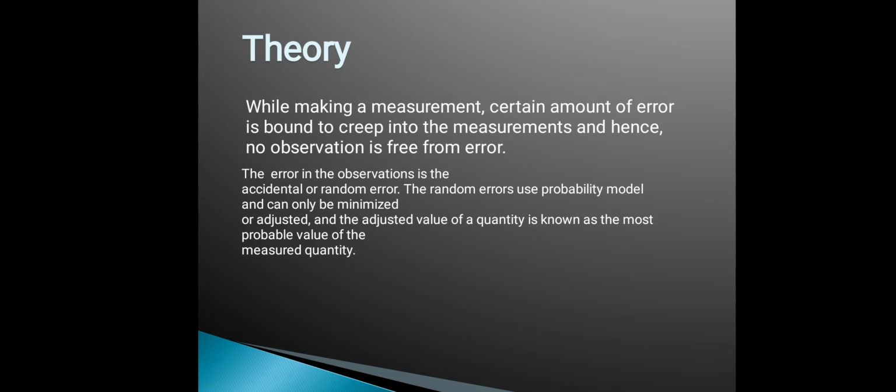The error in the observation is accidental or random error. The random error uses probability model and can only be minimized or adjusted. And the adjusted value of quantity is known as most probable value of the measured quantity. So after adjusting whatever value we get, that one is the most probable value of the measured quantity.